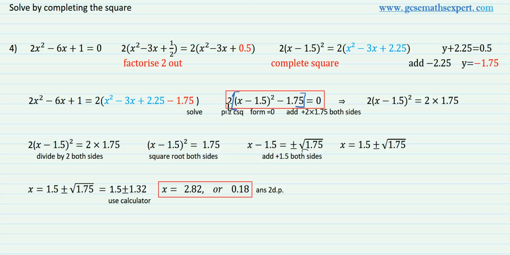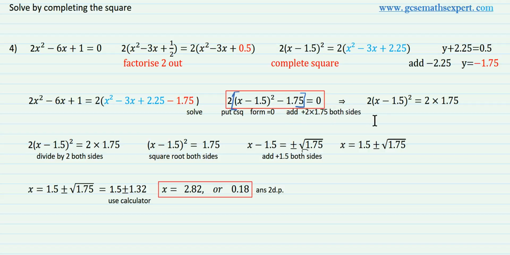And this 2 is outside, so this 2 is multiplying this x minus 1.5 all squared, and this 2 times minus 1.75. Okay, so we put the whole thing in complete square form, and we put this form equal to 0. Now this times this is this, 2 times this is 2 times x minus 1.5 all squared, and this times this is going to be minus 2 times 1.75. So what we do, we add plus 2 times 1.75 to the left and the right.